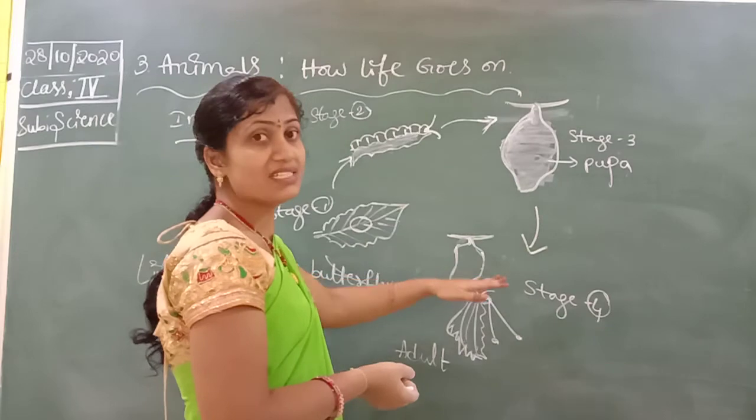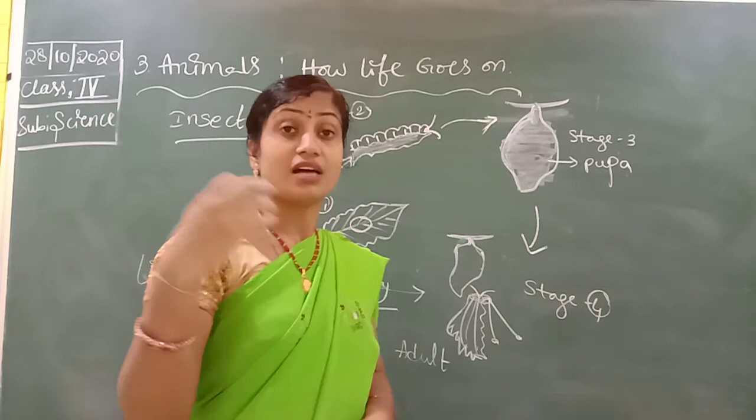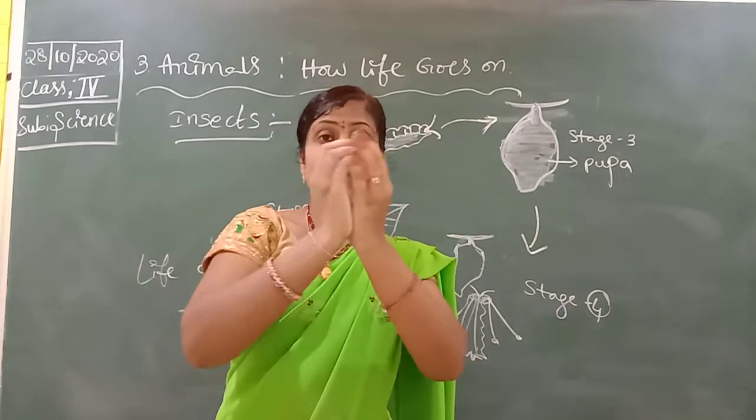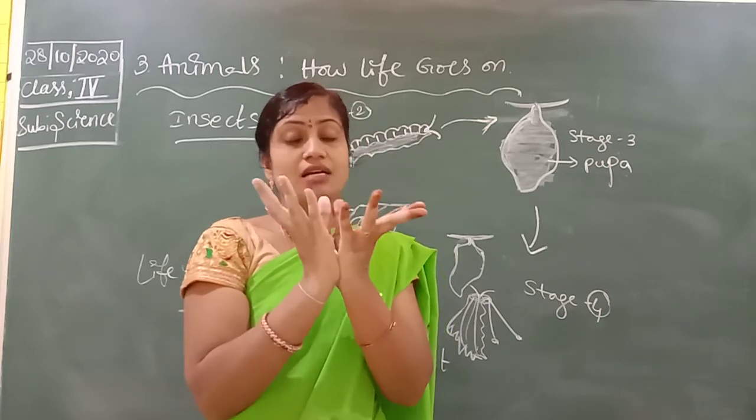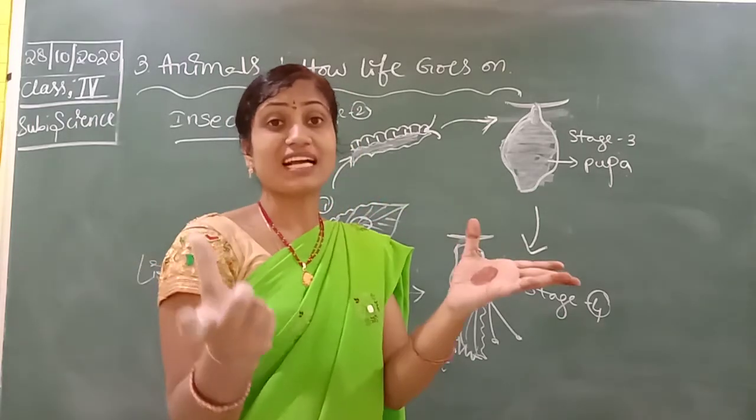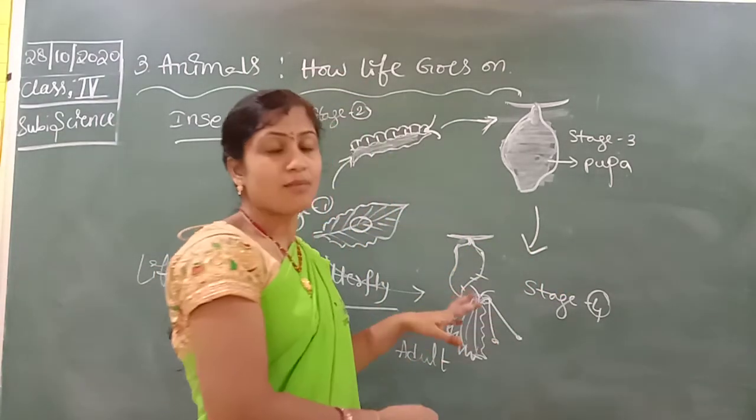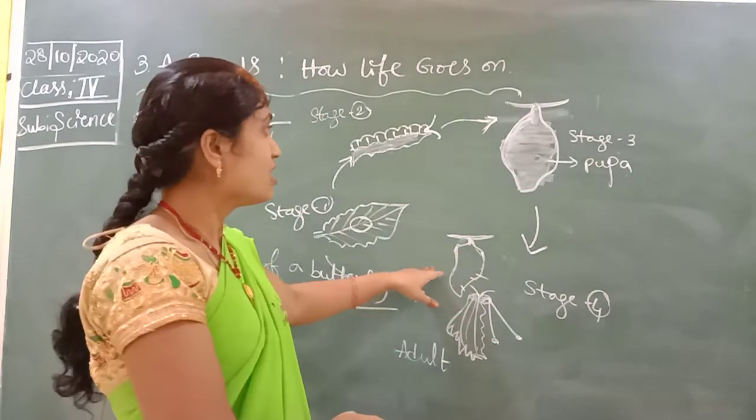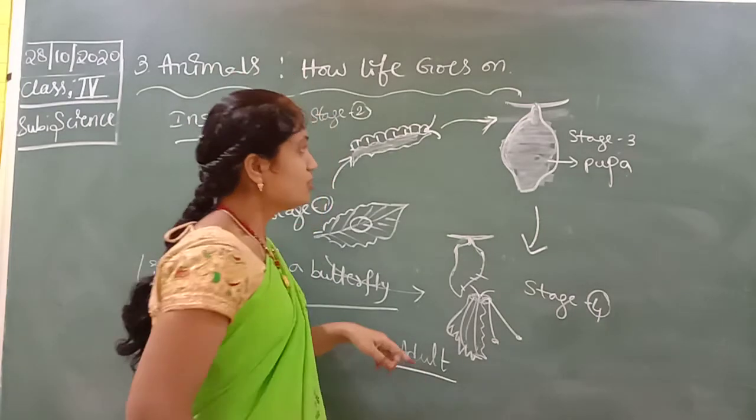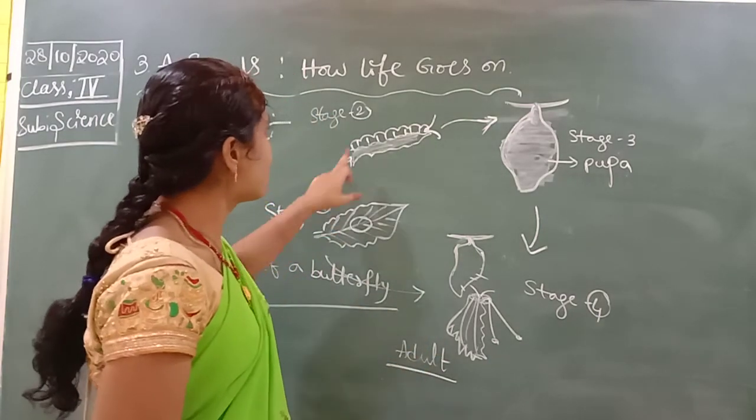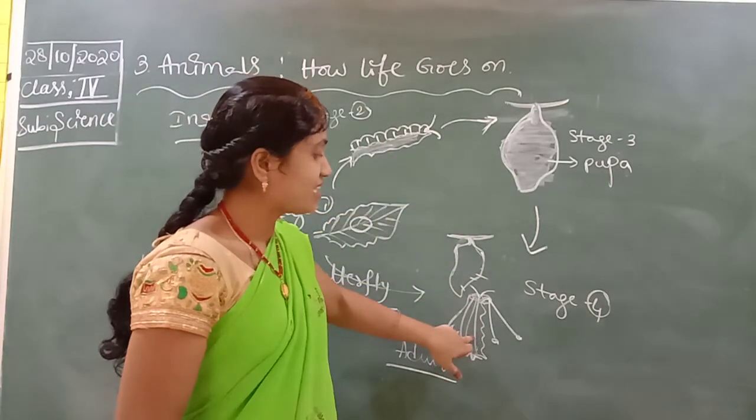After some days, they burst the pupa and suddenly open it. The butterfly comes out of the pupa. It will burst and the butterfly comes out of this pupa. Okay, this butterfly is the adult. So the larva looks very different from its parent. The butterfly looks like this.